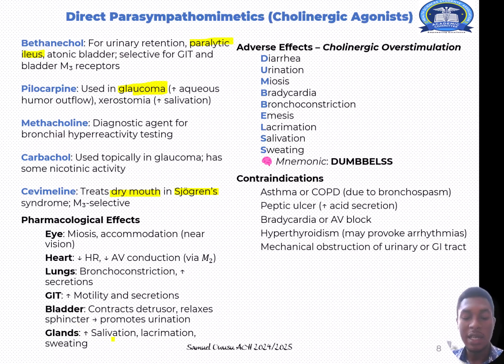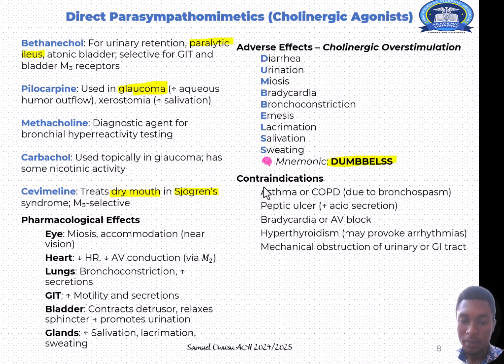And in the glands, I said that there is increased secretion from these glands, so there's increased salivation, lacrimation, and then sweating. So if you give these agents a lot, that is going to cause adverse effects. And these adverse effects are diarrhea, urination, miosis, bradycardia, bronchoconstriction, emesis, which is the same as vomiting, lacrimation, salivation, sweating. All the things that we mentioned as part of the pharmacological effects can be overdone. And so you want to remember that using DUMBBELS.